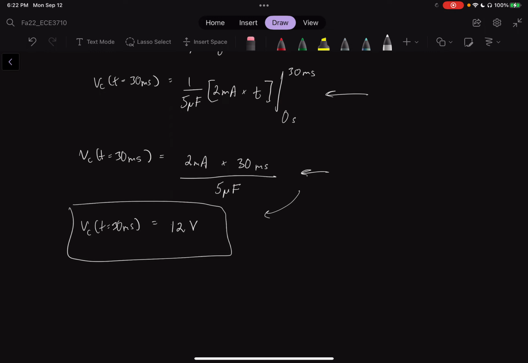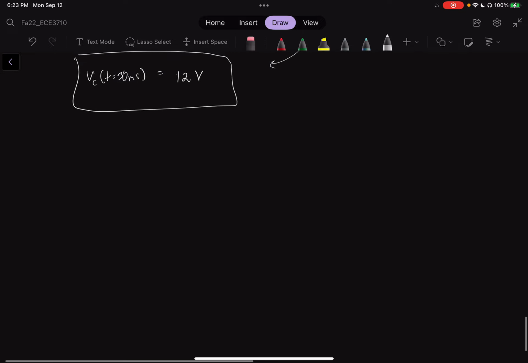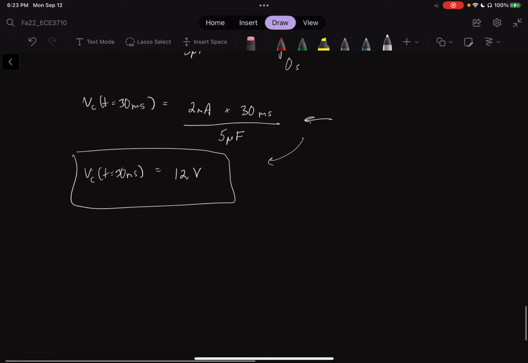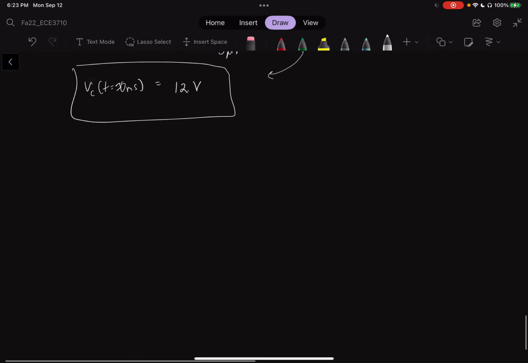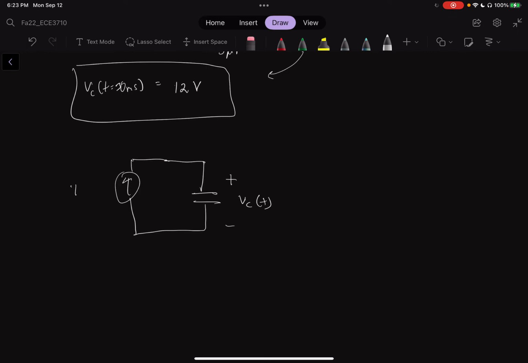And then, for our circuit people, what does this circuit look like? Well, we have the current source, the switch has been open, and we have a capacitor, where IS of t is equal to 2 milliamps.